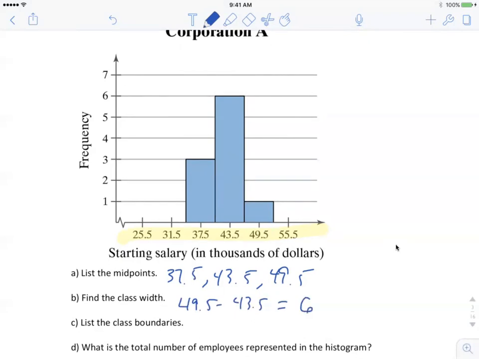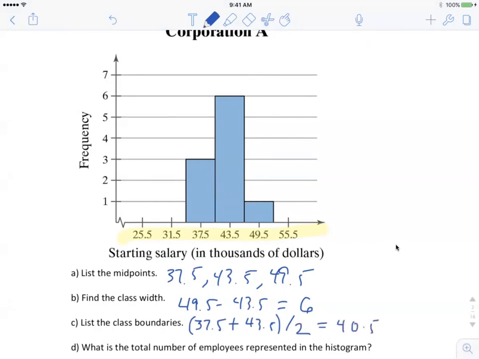All right. Class boundaries. Now you can find class boundaries by averaging 2 midpoints together. It doesn't matter which 2 you choose. So if I take 37.5 plus 43.5 and divide by 2, that would be what's called a class boundary. That would be a 40.5.